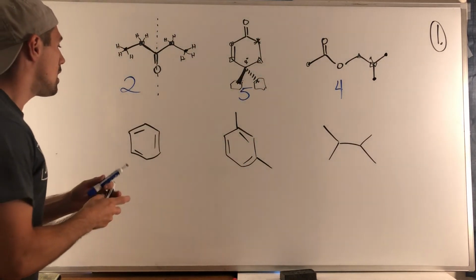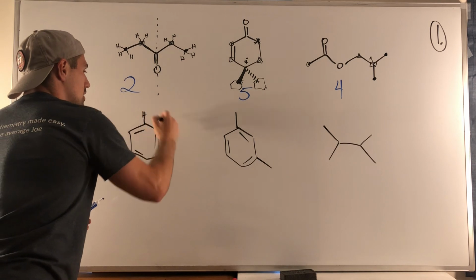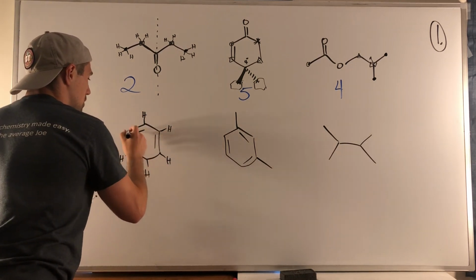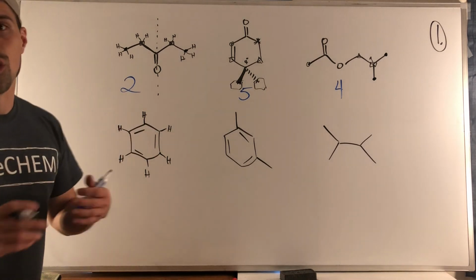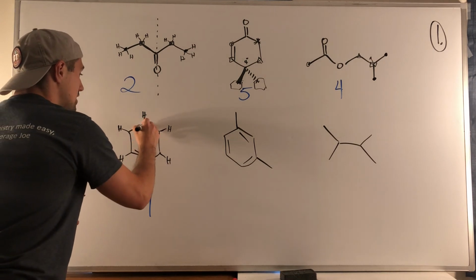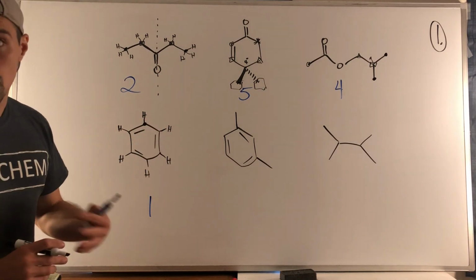So moving down here, I hope what you're seeing is we have what seems to be complete symmetry here. All of these hydrogens are equivalent. So we will have just 1 signal in the spectrum for benzene, okay?